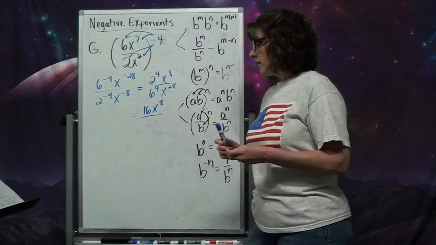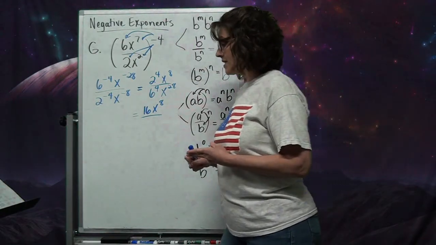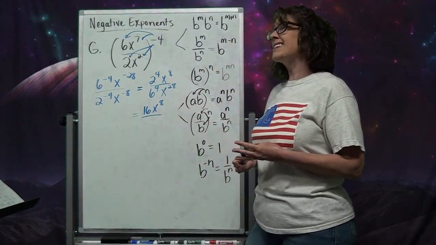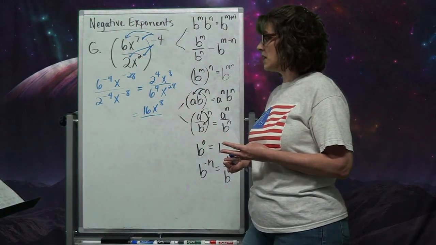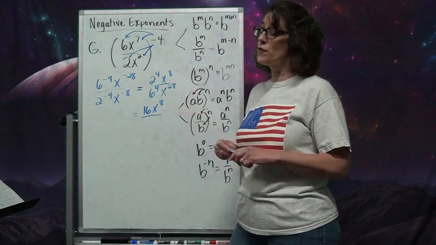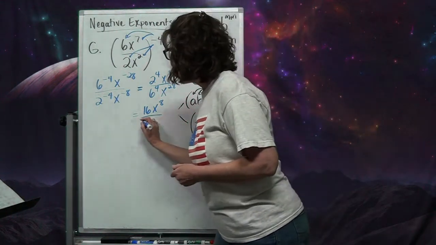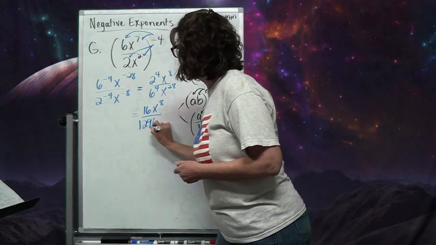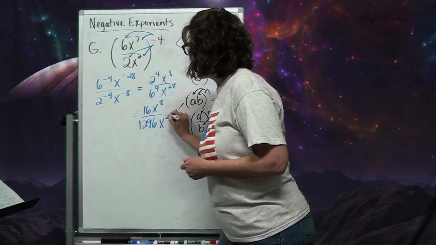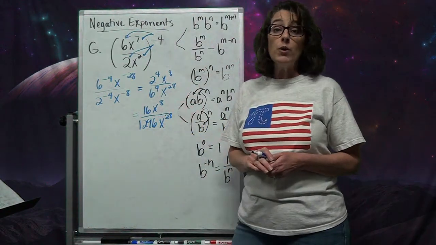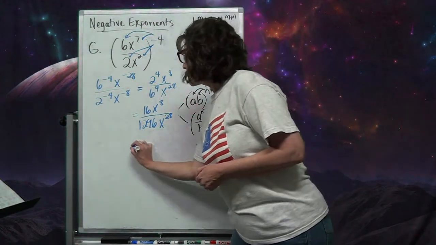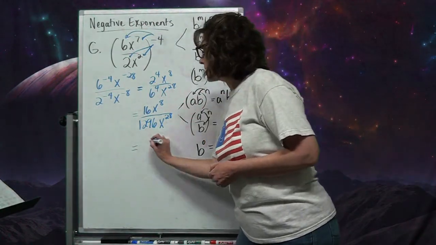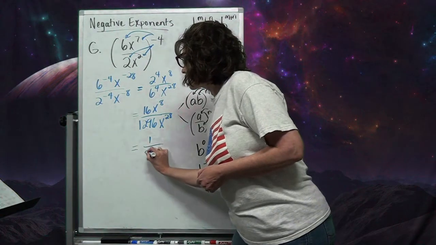6 to the 4th, 6 times 6 is 36, 36 times 6 is 216, and times 6, in other words, 4 6's being multiplied together is 1,296, x to the 28th. From there, we'll simplify. 16 goes into 16 once. 16 goes into 1,296 81 times.